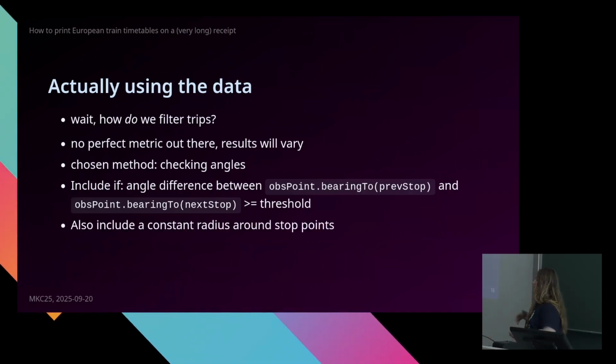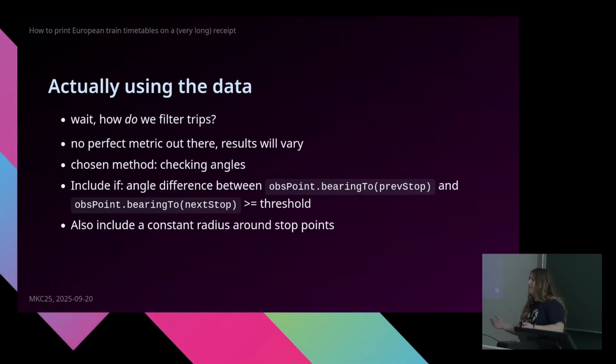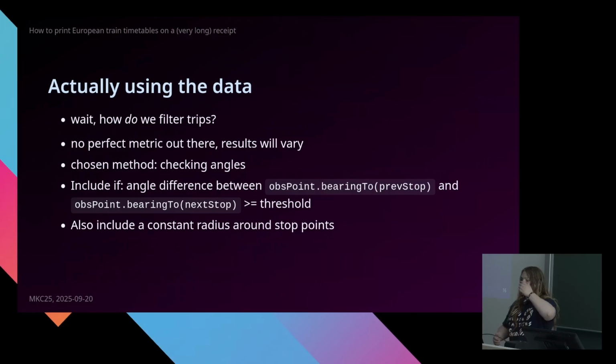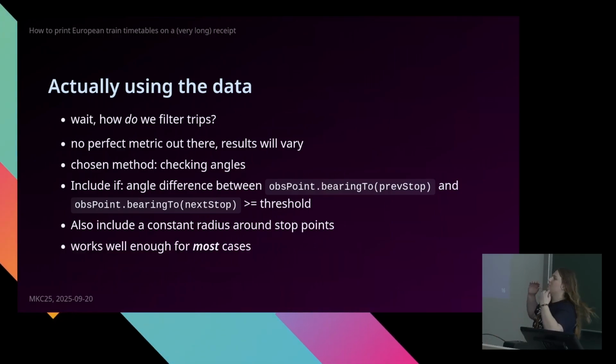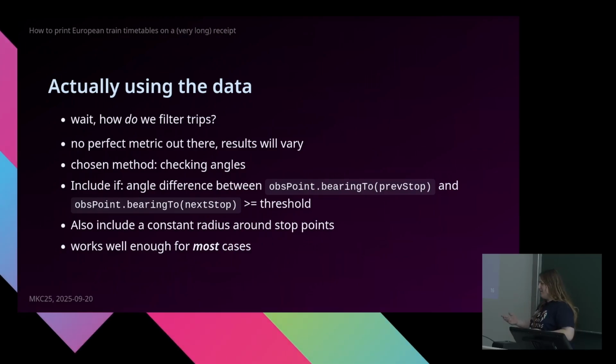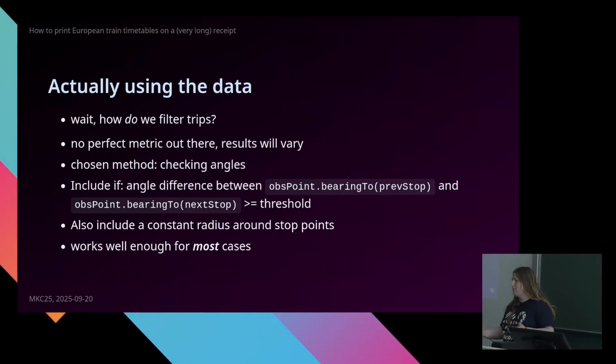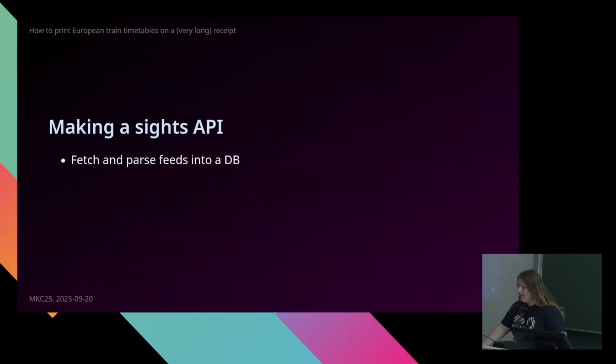And we also include a radius around stops for good measure, because sometimes we just want to be observing at a station, and we just want to get everything, including what doesn't exactly go through the point we're observing. This works well enough for most cases. It's going to be basically overestimating what we see, but it's better to have a false positive, which we can then filter out, rather than miss a trip, which we then don't notice.